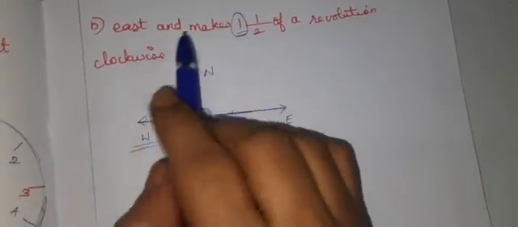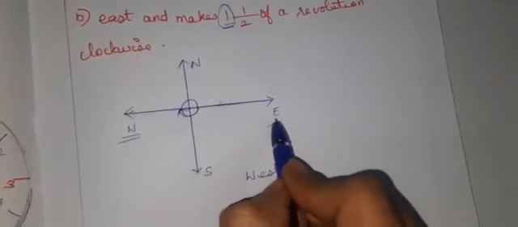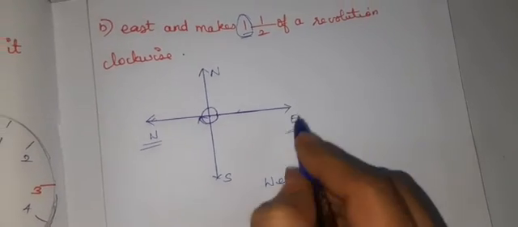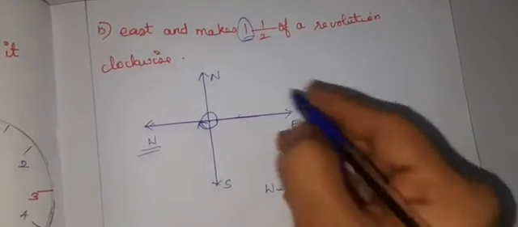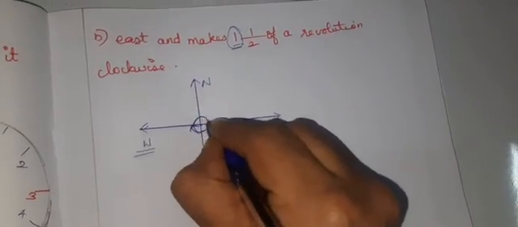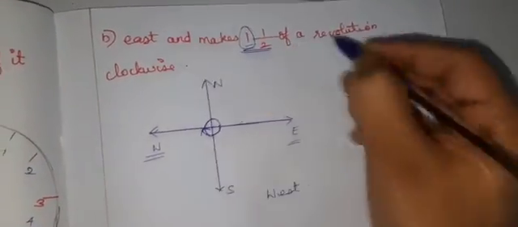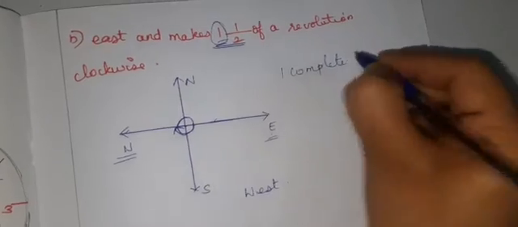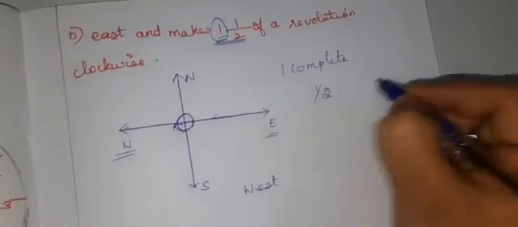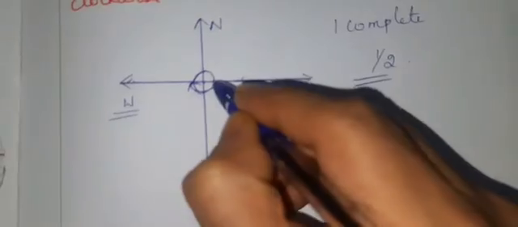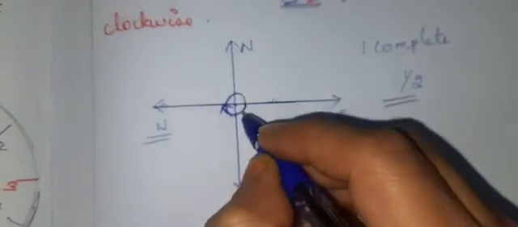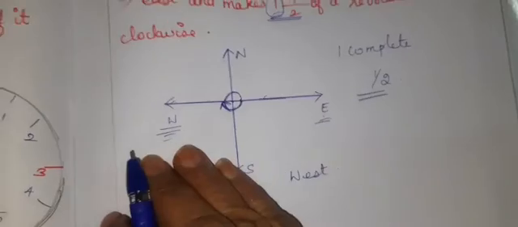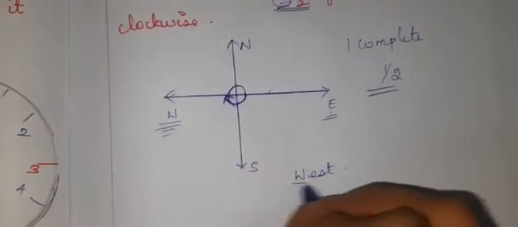Once again I am explaining. You are facing in the east direction and you are making one complete revolution. 1.5 means one complete revolution, and again after one complete revolution you are making half the revolution from the point. So in turn you face the west side.